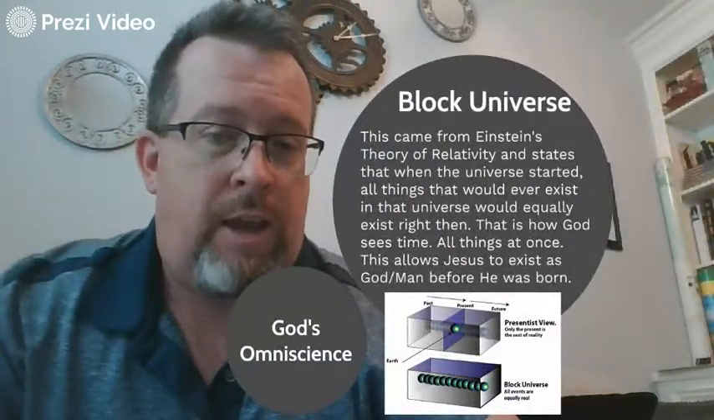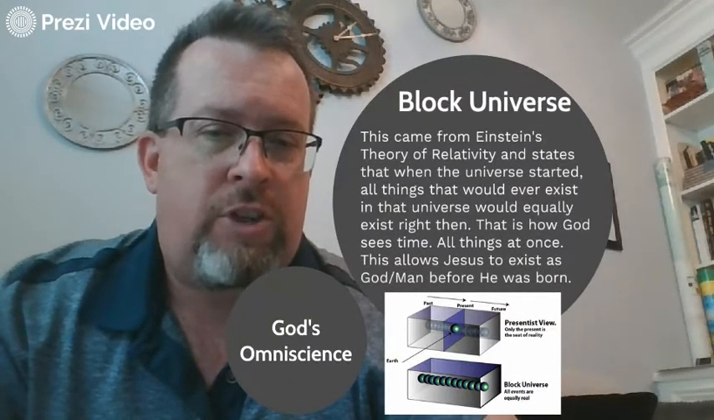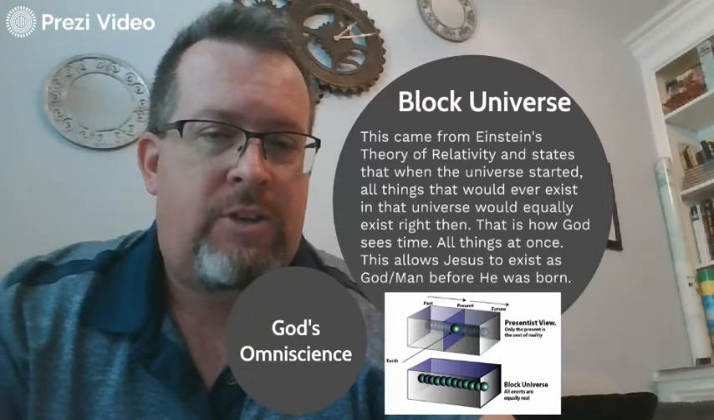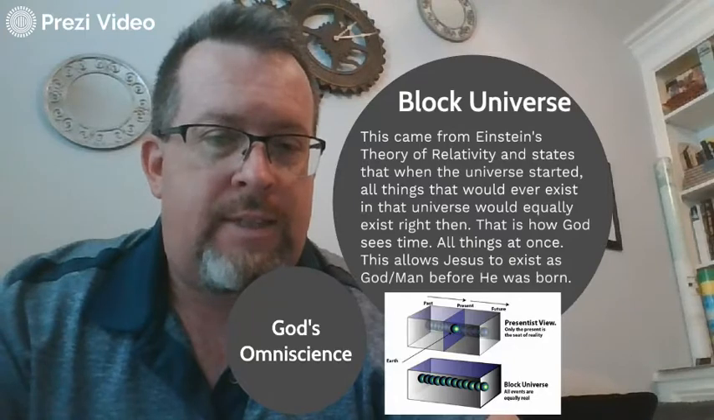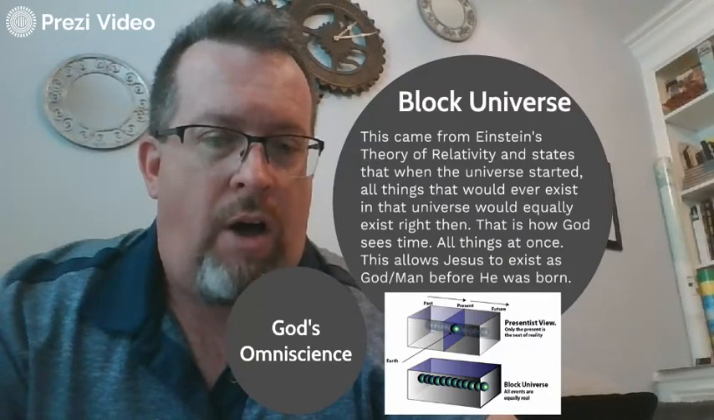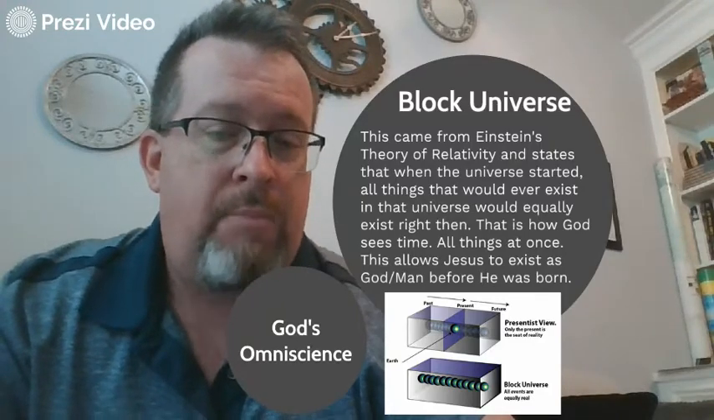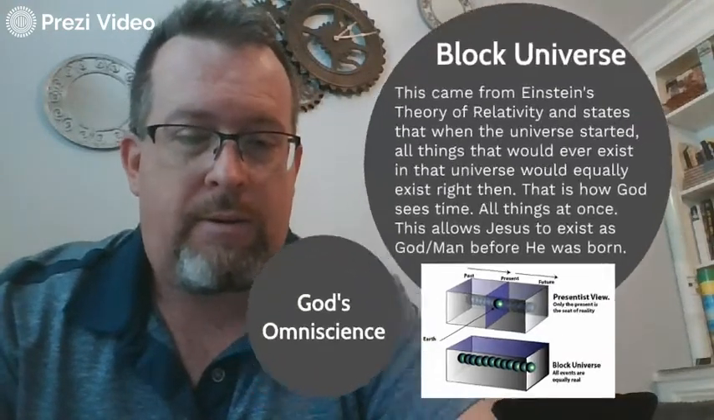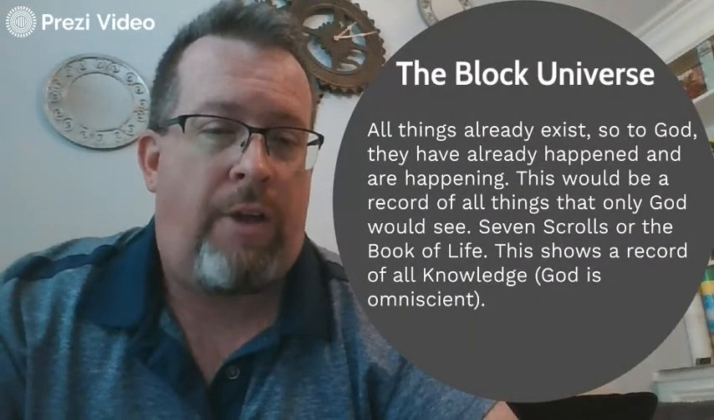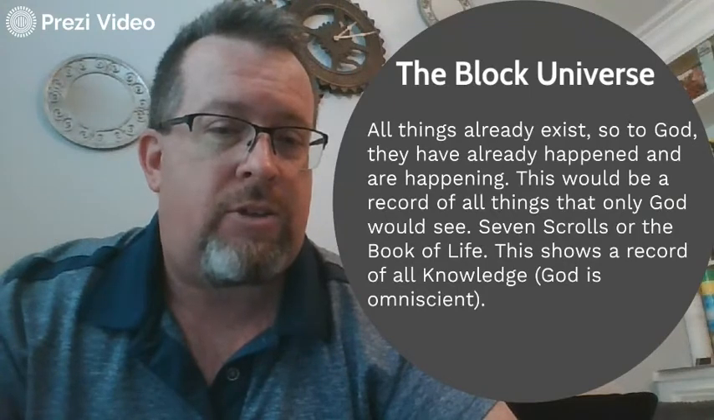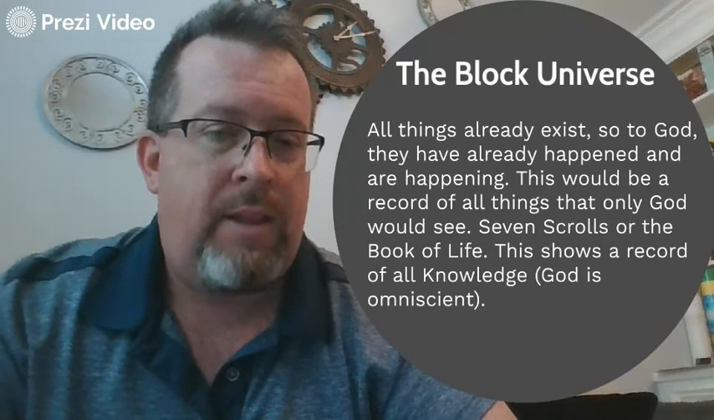The block universe. Remember the block universe? It came from Einstein's theory of relativity, and states that when the universe started, all things that would ever exist in this universe would equally exist right then. This is how God sees time, all things at once. This allows Jesus to exist as God, as the God-man, before he was even born. This shows us that the block universe, all things exist. So to God, they have already happened and are happening at the same time.